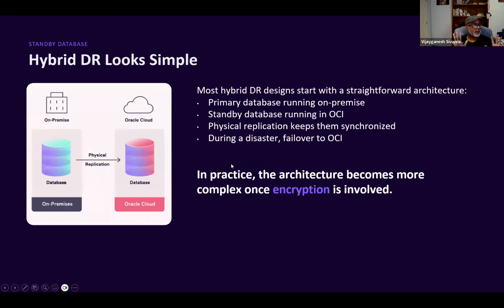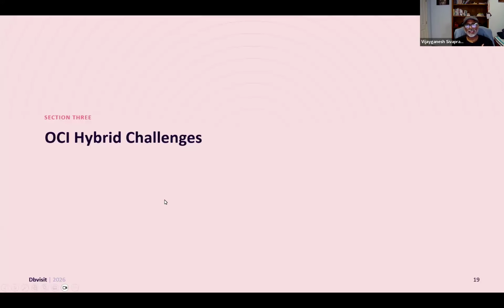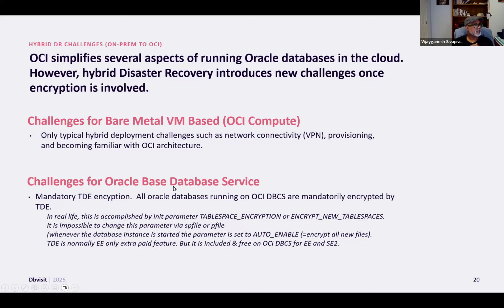So on paper, hybrid DR looks very simple, right? The primary database is running on-premise, the standby database is running in OCI, a physical replication either with DB visit or with Data Guard ensures that your standby is in sync with your primary, and during disaster, you just fail over to OCI. But in practice, it is much more complicated than that, especially with DBCS, because it involves an encryption component. So we look at what the challenges are when it comes to encryption and other things.